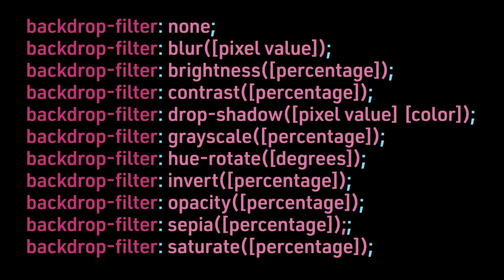Possible values for backdrop filter include backdrop filter none, backdrop filter blur with a pixel value, backdrop filter brightness with a percentage, backdrop filter contrast also with a percentage, backdrop filter drop shadow with 2 or 3 pixel values and the color, backdrop filter grayscale with a percentage, backdrop filter hue rotate with degrees specified, backdrop filter invert with a percentage, backdrop filter opacity with a percentage, backdrop filter sepia with a percentage, backdrop filter saturate with a percentage.